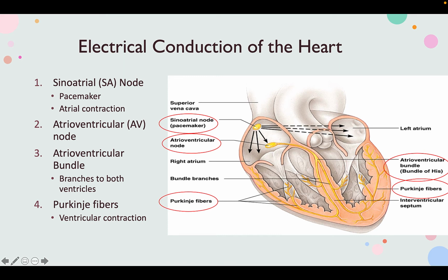These Purkinje fibers then spread the impulse to the contractile cells of the ventricles. Okay, that's why these Purkinje fibers are last. They're kind of by the ventricles. They stimulate the contraction of the ventricles. And then that's where the blood is pumped from the ventricles into the pulmonary trunk to go into the lungs, and then also from the left ventricle into the aorta.